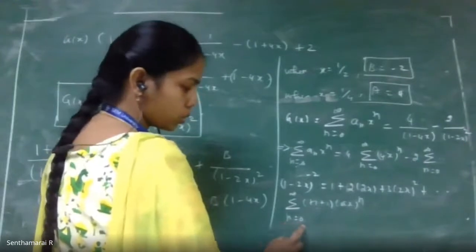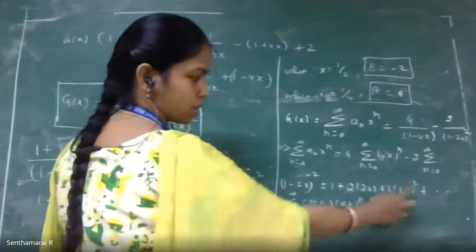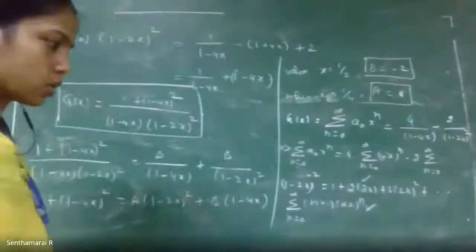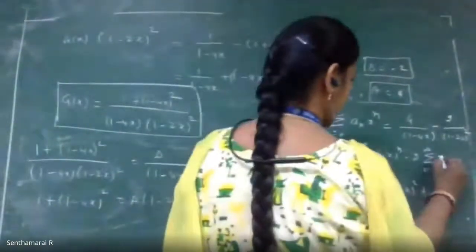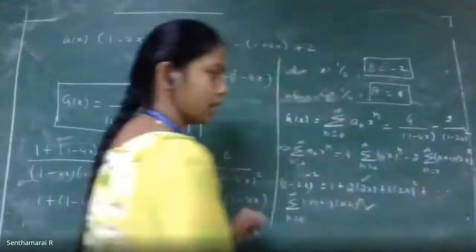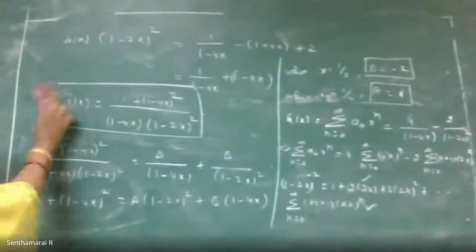N equal to 2, 2 plus 1, 3, ax the whole squared. So this series summation format is this one. In the place of summation, I can write n plus 1 into 2x the whole power n. Am I correct? You understood the summation step?